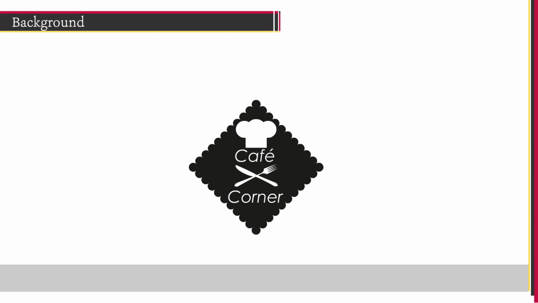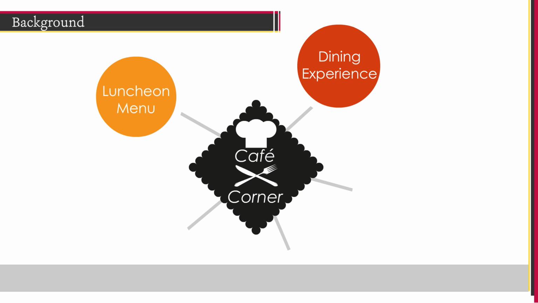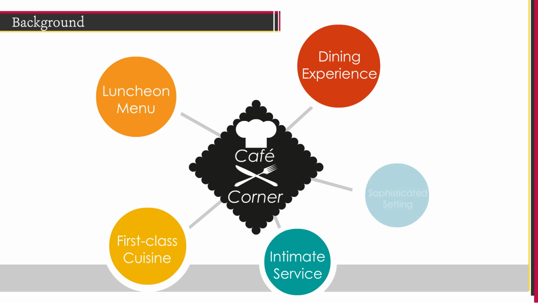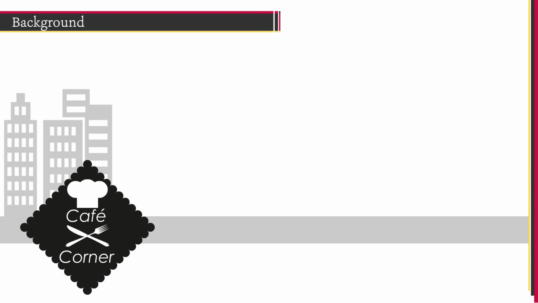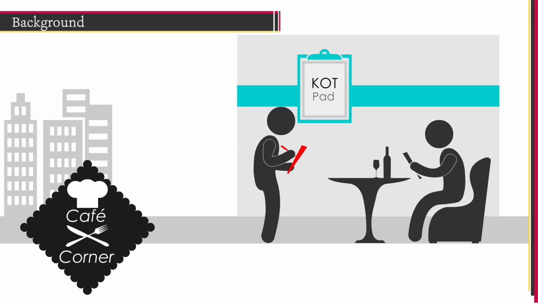Cafe Corner is a chain of restaurants offering a unique luncheon menu and dining experience. It offers first-class cuisine and service in an intimate and sophisticated setting. Cafe Corner is similar to a typical restaurant in which a waiter takes the order on a handwritten kitchen order ticket, KOT pad. Typically, the traditional KOT pad contains 3 copies, that is in red, yellow, and white paper, and the waiter takes the order using carbon paper.